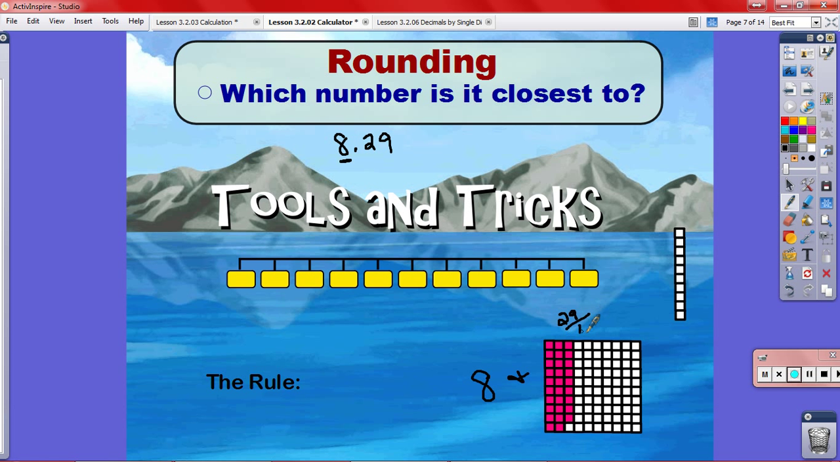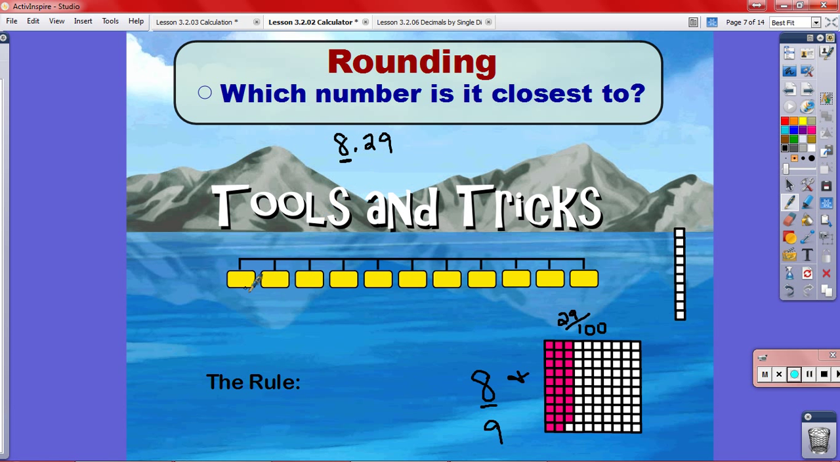Okay. So out of the 100 pieces that it would take to get me to the next number, I only have 29 of them. I don't have most of them. Most of them are still empty. So I'm closer to 8 than I am to 9 because this number is between 8 and 9.